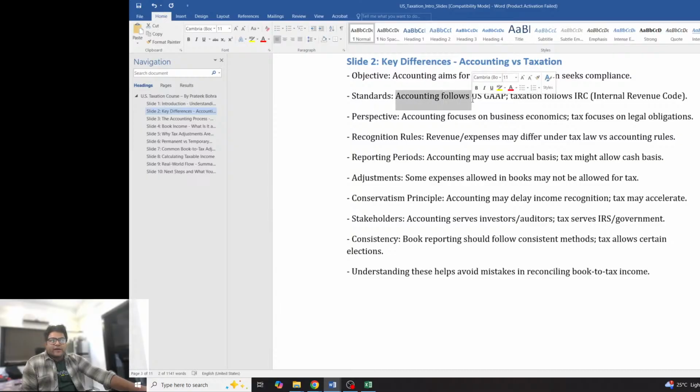Accounting follows US GAAP, whereas taxation will follow the IRC code. There's an Internal Revenue Code that is published by the IRS, and over the years it's not like a singular income tax act or anything like that. It's codes that have been amended and enacted over the years, so that is called the IRC code. Accounting focuses on business economics, whereas tax focuses on legal obligations.